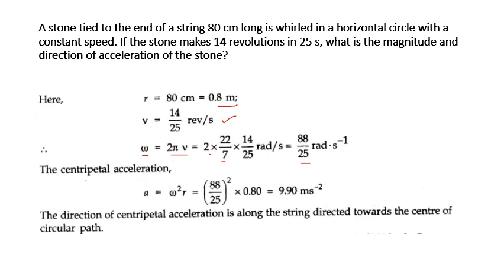So acceleration is nothing but centripetal acceleration. Centripetal acceleration is nothing but omega squared r. So 88 divided by 25, the whole squared, into r which is 0.80. So what is the answer? 9.90 meters per second squared. Then the direction of centripetal acceleration is along the string directed towards the center of the circular path. So it is centripetal acceleration always. So there will be a force towards the center of the circular path.